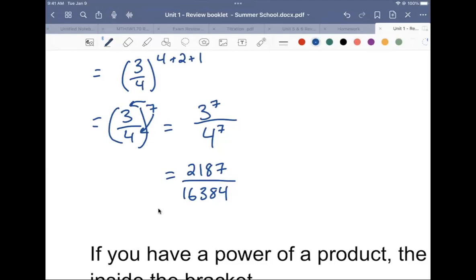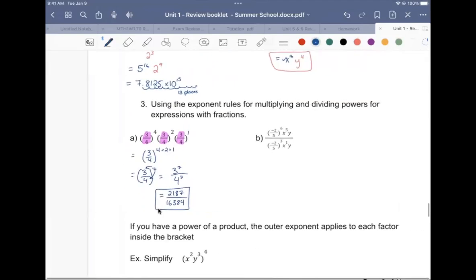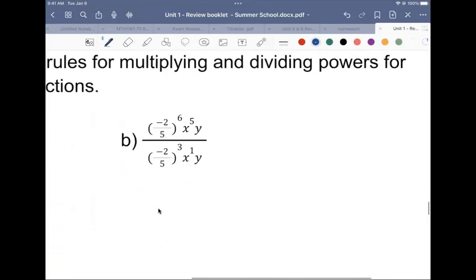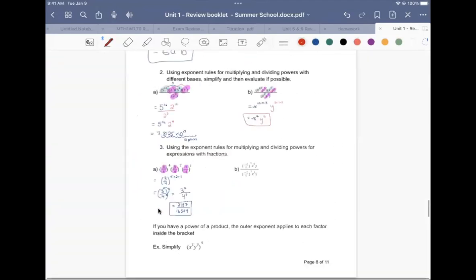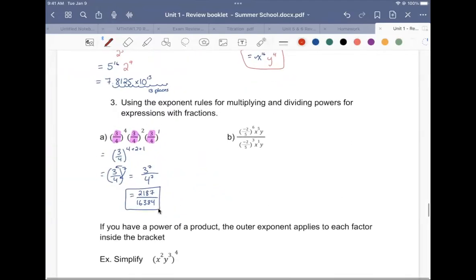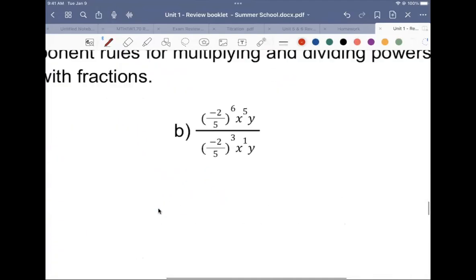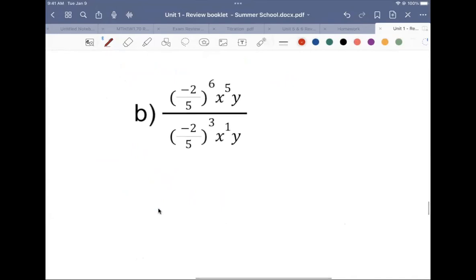And I don't believe they are, so I'm going to leave that at that answer there. Now, when we look on this side, I'm just going to zoom back out so you can see that for a second. Now we're just moving on to B, where I have negative 2 over 5 as one base, x as another base, and y as another base.